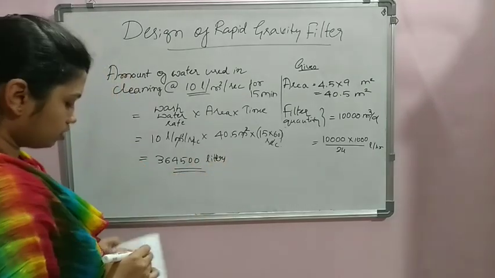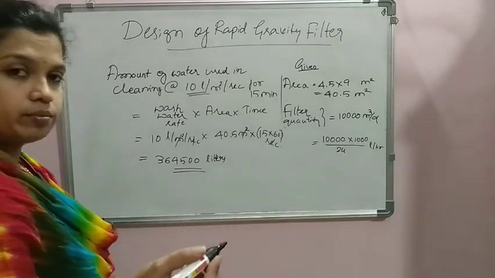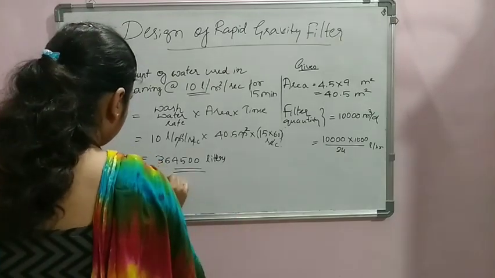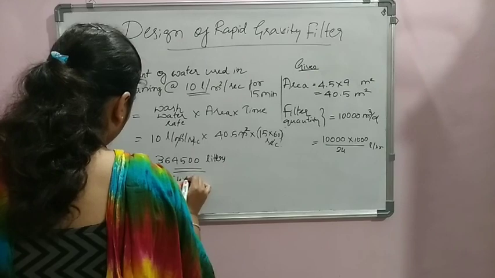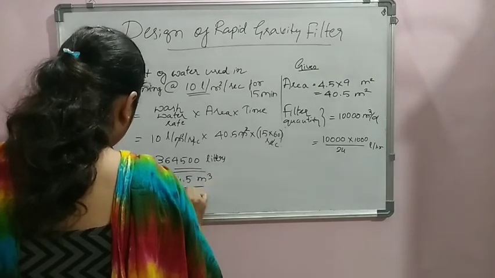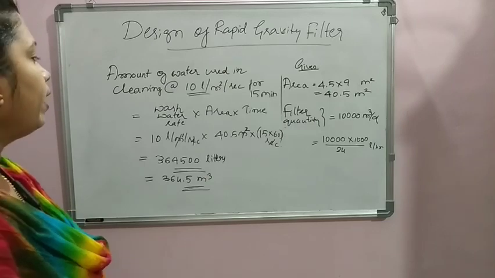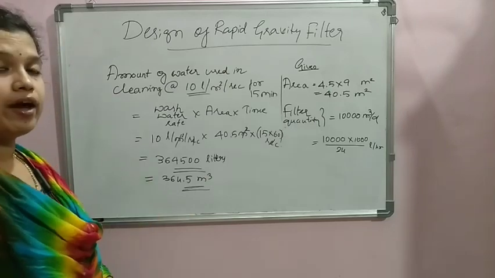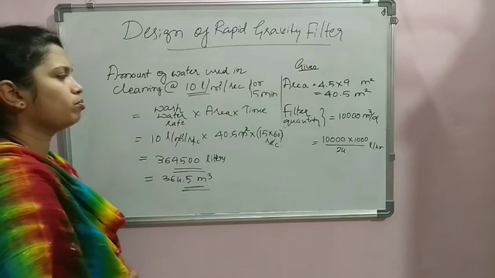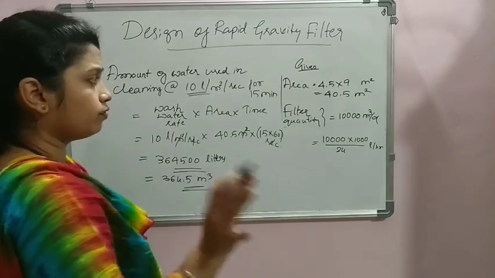Okay, so this is the answer, or else you can simply write it as 364.5 meter cube or cumec. So this is the amount of the water that is required for cleaning if we are giving at a rate of 10 liters per meter square per second just for 15 minutes.